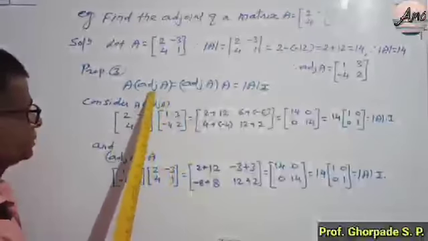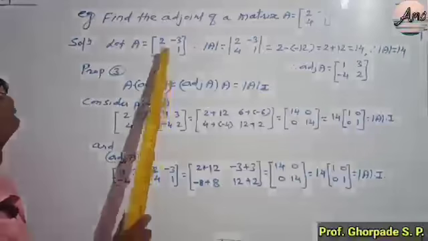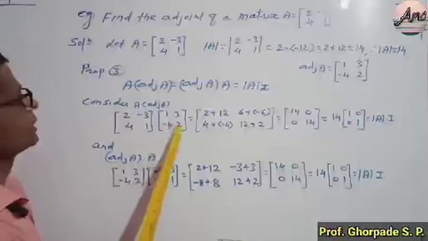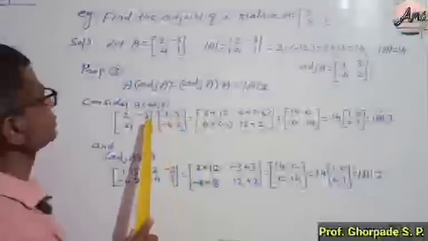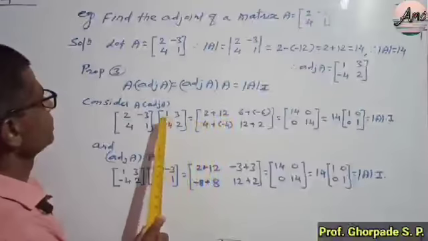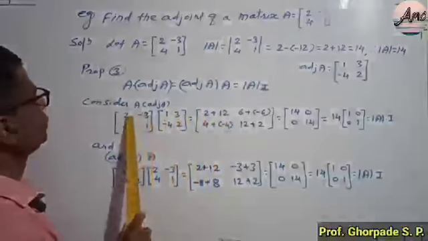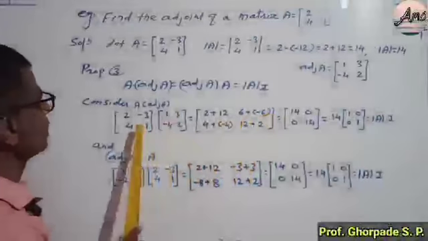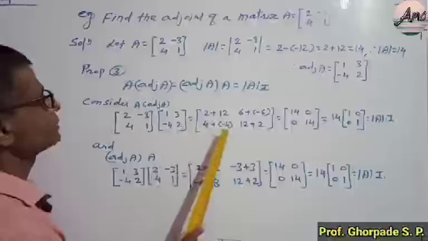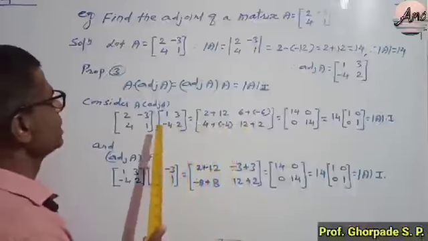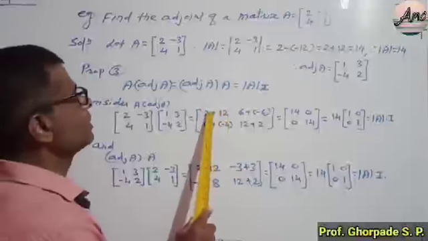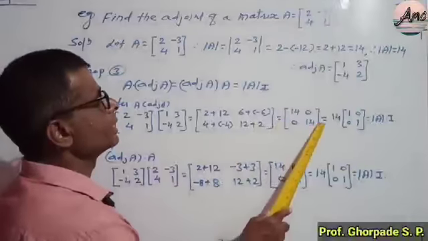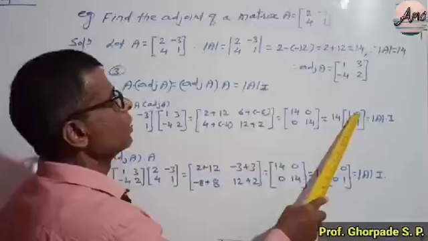So first I shall consider A into adjoint of A. So A is what here? 2 minus 3 4 1 into adjoint of A, 1 3 minus 4 2. Take the product of these two matrices. 2 1s are 2 plus 3 4s are 12. So then 2 into 3 is 6 plus minus 3 into 2 is what? Minus 6. Then second row, first column: 4 into 1 is 4 plus 1 into minus 4 is minus 4. Then 4 into 3 is 12 plus 1 into 2 is 2. 12 plus 2 is 14. 6 minus 6 is 0. 4 minus 4 is 0. 12 plus 2 is what? 14. This can also be written as 14 into 1 0 0 1.